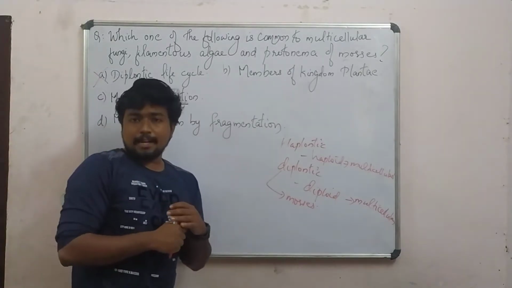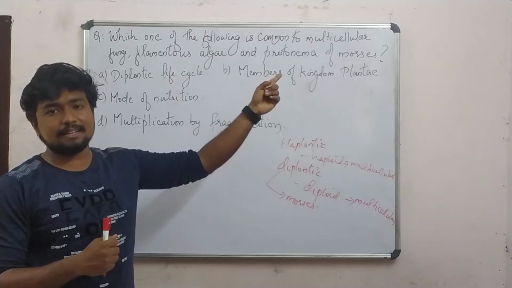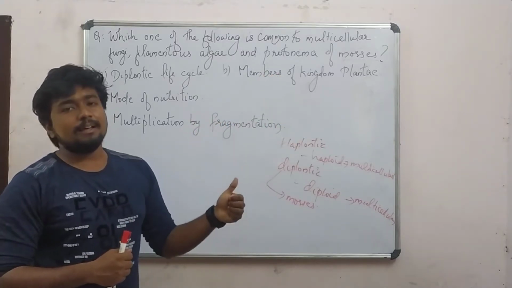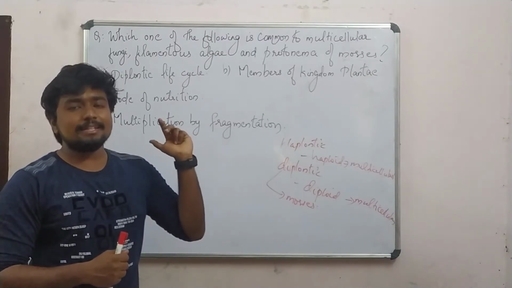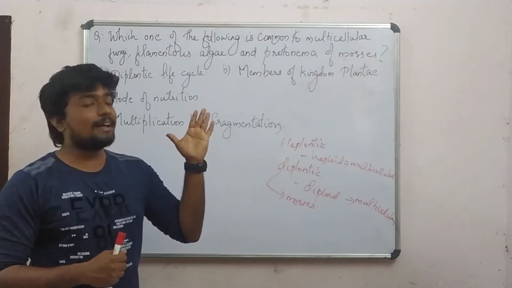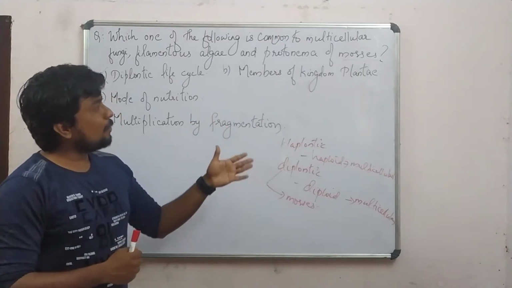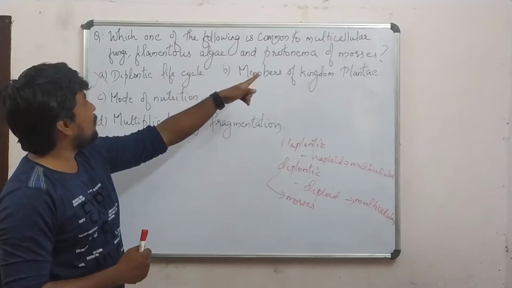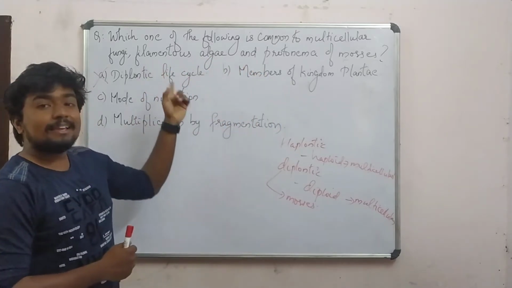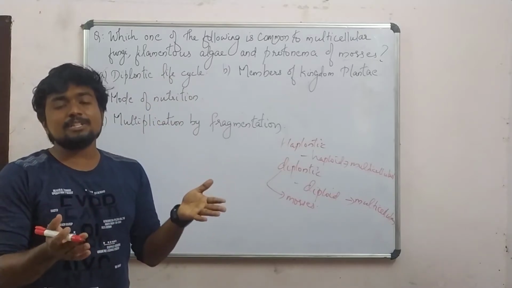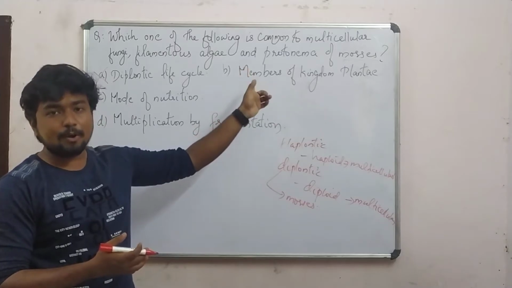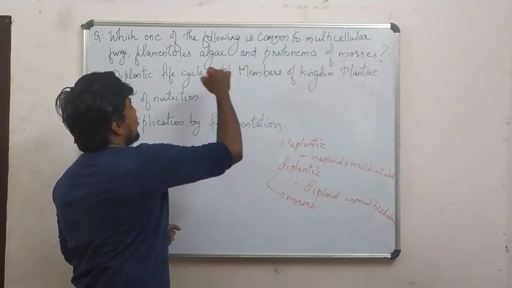Now coming into the second option, members of kingdom Plantae. We know about the 5 kingdom classification, and that is kingdom Monera, kingdom Protista, kingdom Fungi, kingdom Plantae, and at last is the kingdom Animalia. And we know algae and mosses, they come under the kingdom Plantae, but fungi is a separate kingdom. That is why we are having a kingdom fungi of its own. So this is also a wrong option, and we are simply eliminating it.